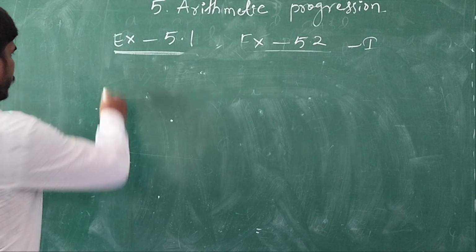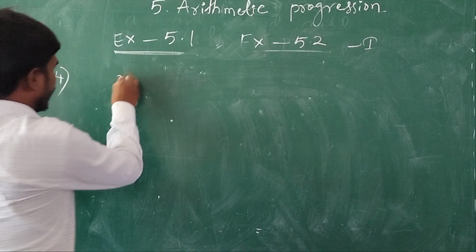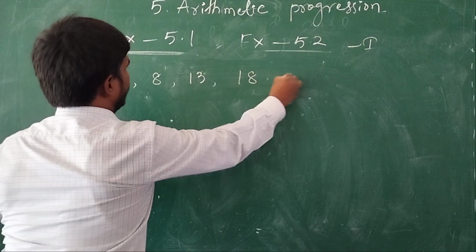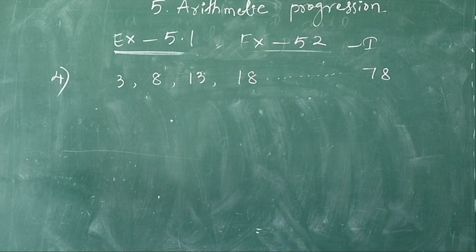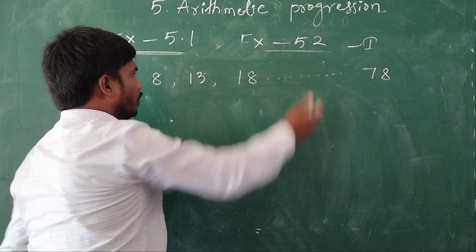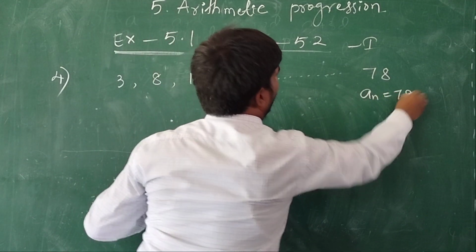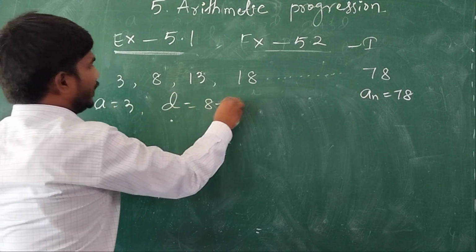Fourth problem. Which term of the AP 3, 8, 13, 18, dash 78? In this series, first term is 3, second term is 8, third term is 13, fourth term is 18. 78 is which term of this AP? Last term an is equal to 78, given. First term a is equal to 3, given. Common difference 8 minus 3 is equal to 5.